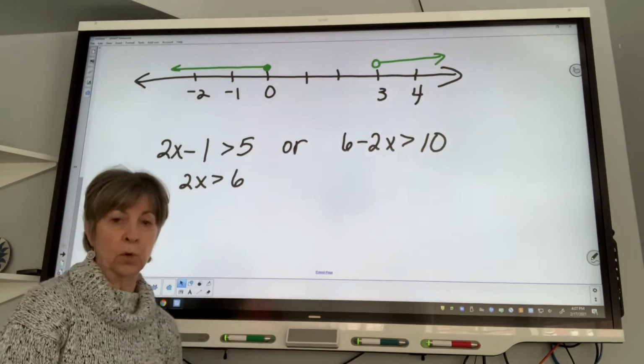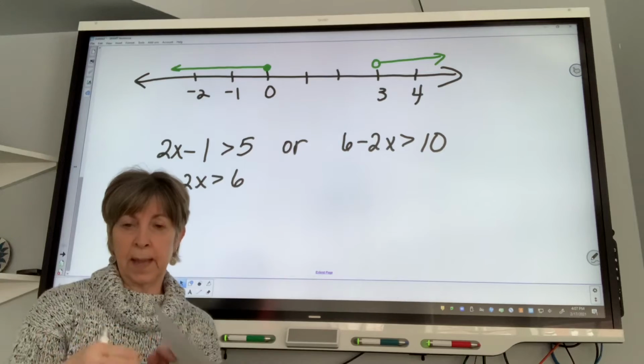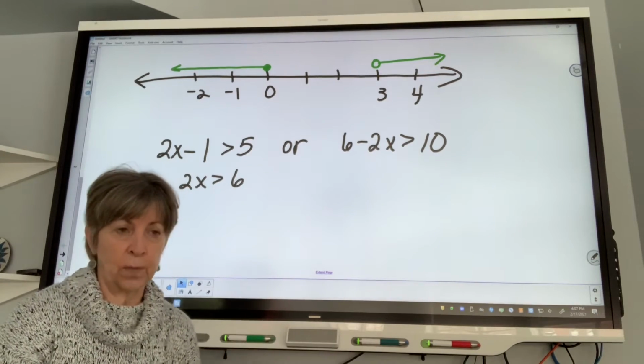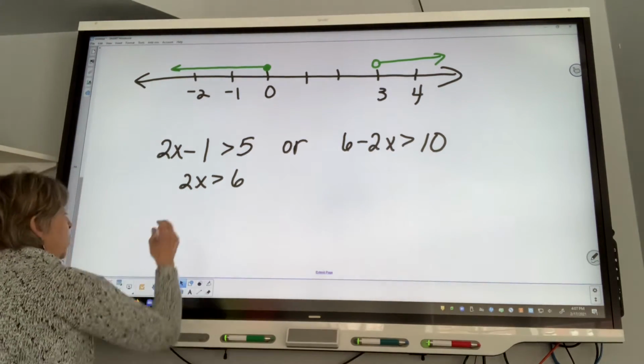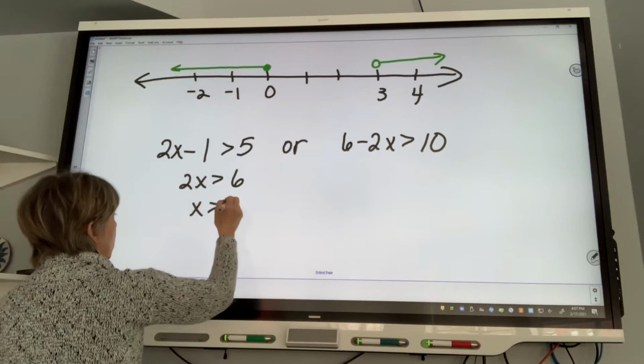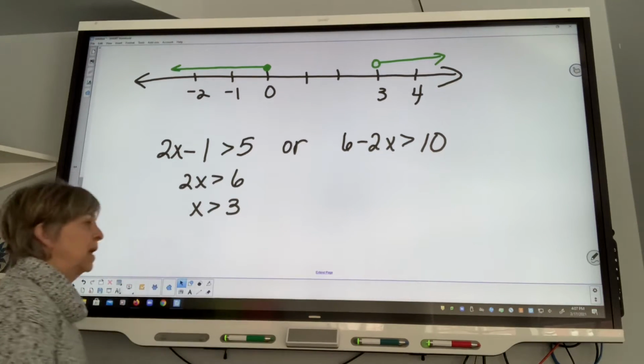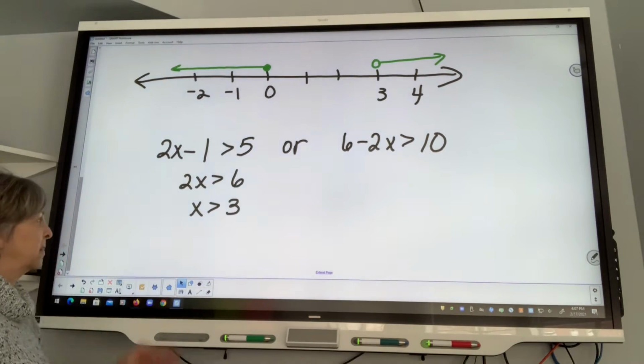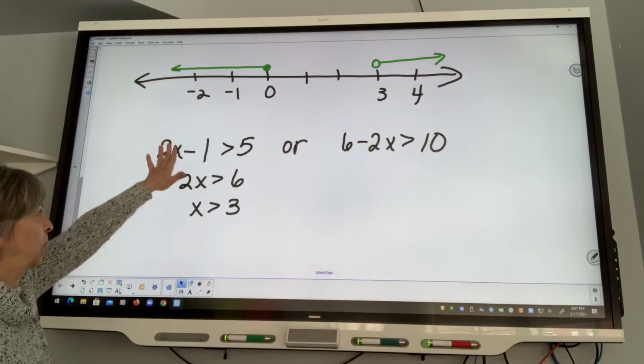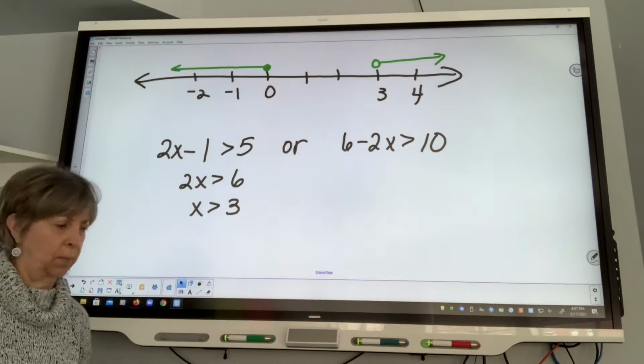Remember, I told you you could do that mentally and not have to show that little step. And then we're going to divide by 2. And that's going to give me x is less than 3. So that says any number greater than 3 will make that statement true.